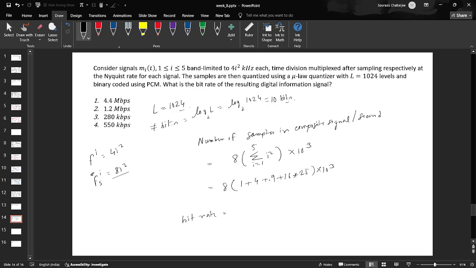It's 1, 5, 14, 30, 55. So 8 times 55 into 10 to the power 3 into 10 bits per sample, remember. So that many bits per second, 8 times 55 is 440, so that means 4.4 into 10 to the power 6 bits per second, or 4.4 Mbps. So my bit rate is going to be 4.4 Mbps.